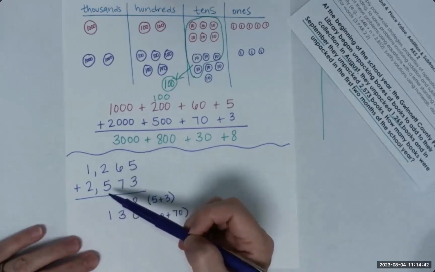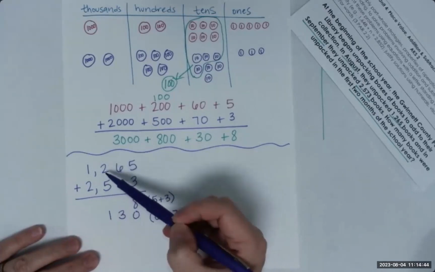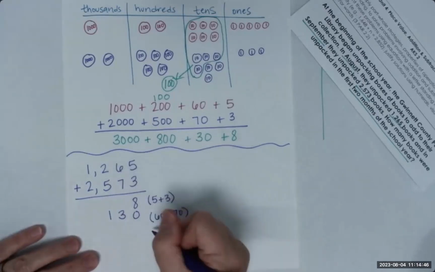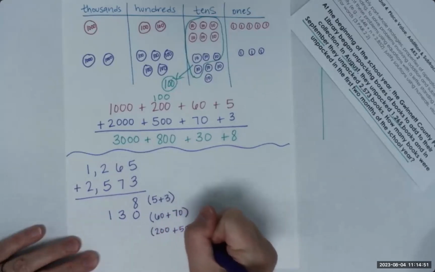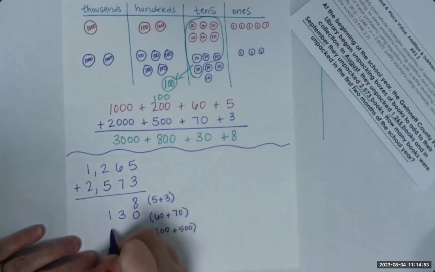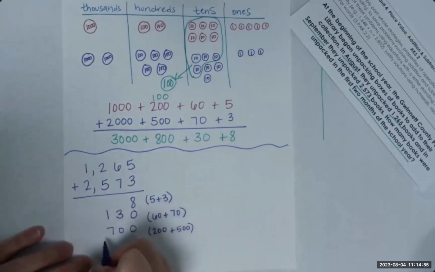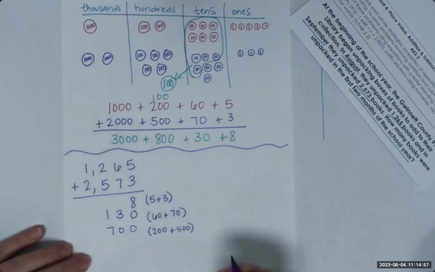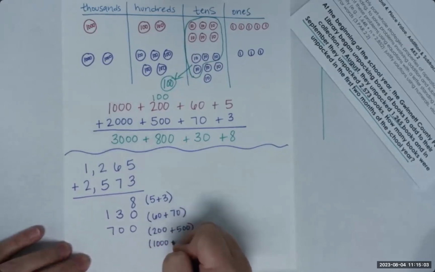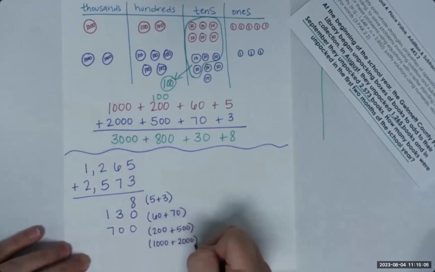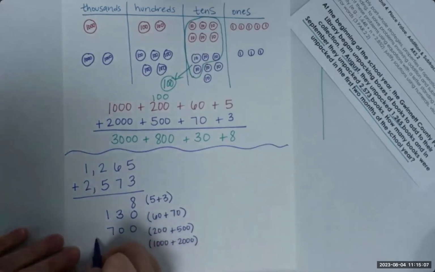Next, I want to add my hundreds place. Remember, this isn't just 2 plus 5. This is 200 plus 500, okay? So that means I'm adding 700. And then one more step here that we didn't have in Unit 1. I'm adding the thousands place. 1,000 plus 2,000 gives me 3,000.